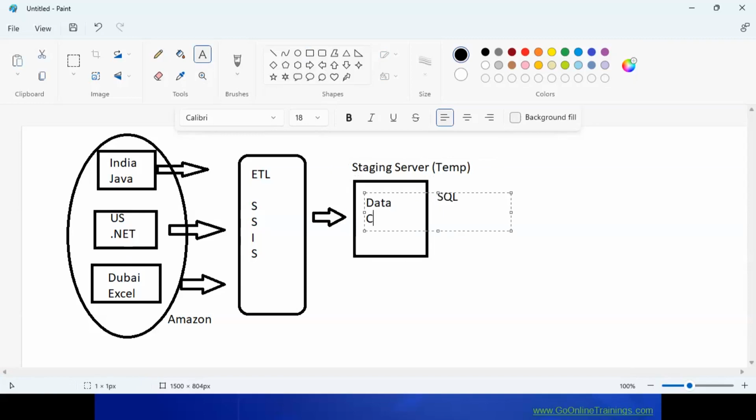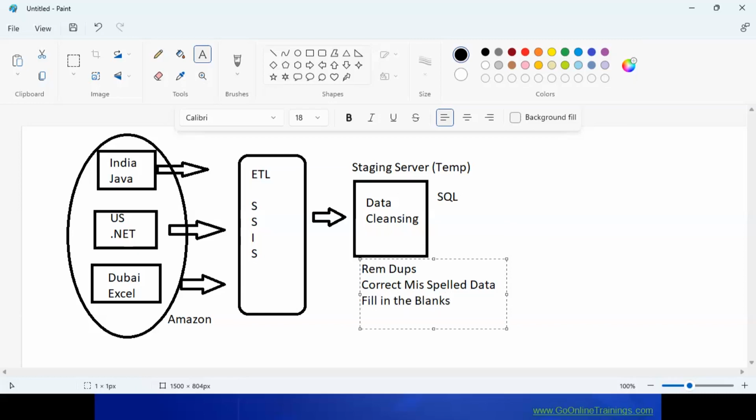where you're going to be doing data cleansing activity. You're going to be removing duplicates and correcting misspelled data. Okay, and fill in the blank values, or sometimes you may split the data, merge the data, convert the data, whatever you wanted to do, you can do it. But this is what is called a data cleansing activity.